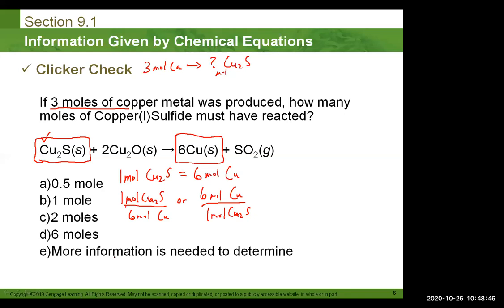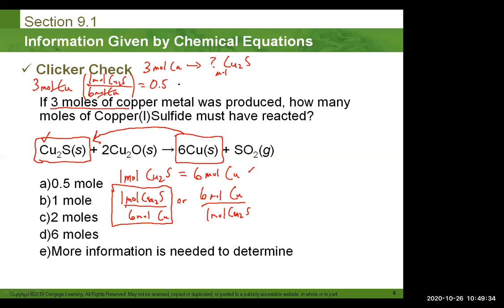In this case, we're going to start with what they gave us, which was 3 moles of copper. Again, we're not interested in copper, so we need a way to go from copper to our copper(I) sulfide. And it's these mole relationships that allow us to do that. We want to get rid of copper, so we're going to use the conversion factor on the left. It comes straight from the equation, the coefficients. 6 moles of copper gives us 1 mole of Cu2S. The moles of copper cancel each other out, and if we divide 3 by 6, we get 0.5 moles of the Cu2S. So it would be this one right here.